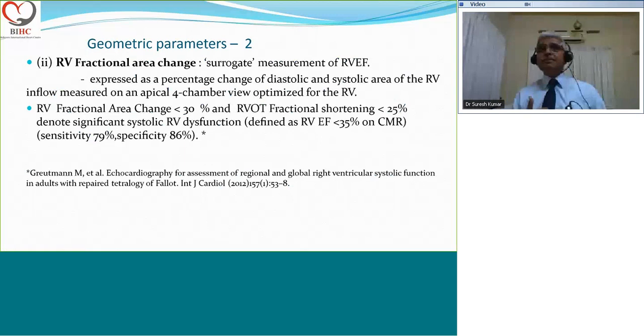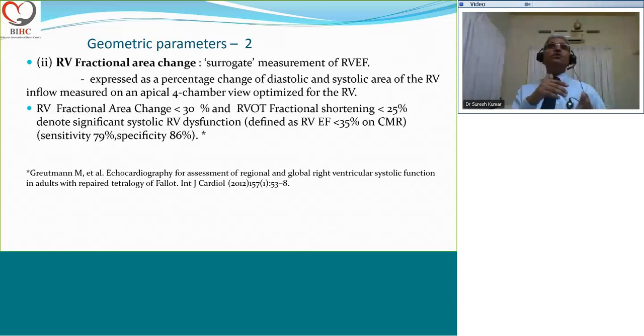Your problems in geometry will intervene when you try to extend this value to a volume. So don't extend it. Take it as a fractional area change. The studies have shown that if you combine the RV fractional area change and the RVOT fractional shortening, values of 35 and 25 together would denote significant RV systolic dysfunction. And the correlation is with an RV ejection fraction less than 35% on cardiac MRI.